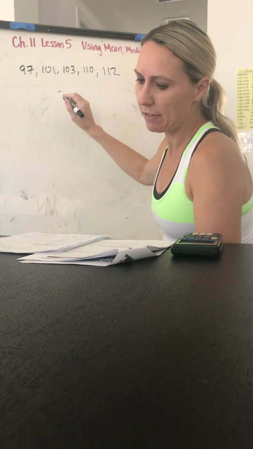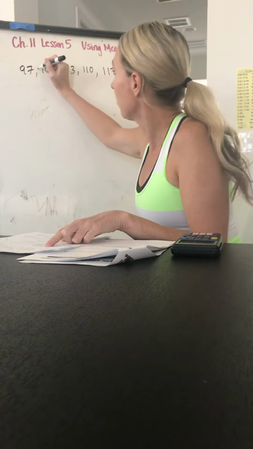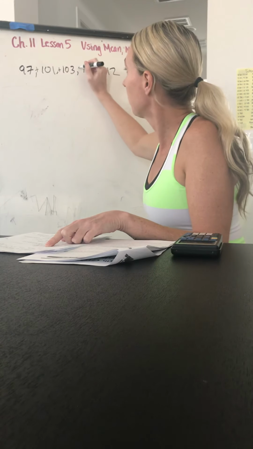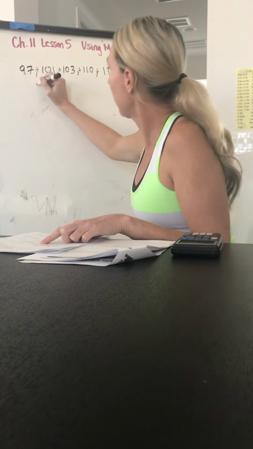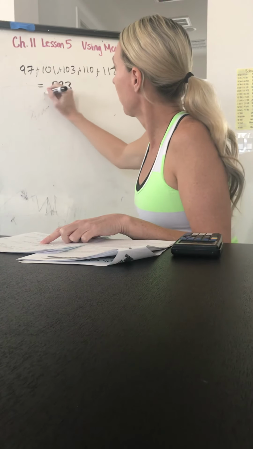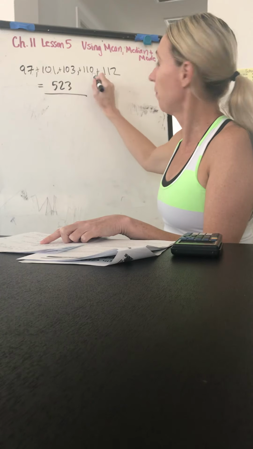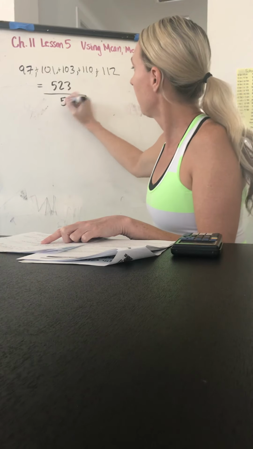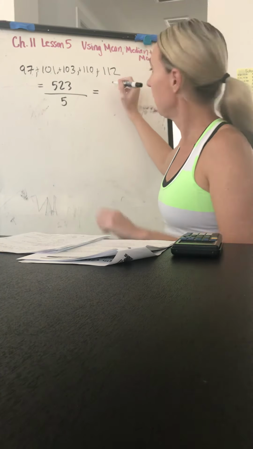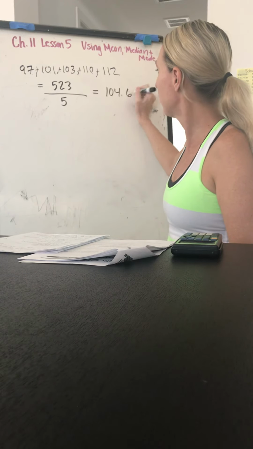So to find the mean, we're going to add all these up. So I'm going to do 97 plus 101 plus 103 plus 110 plus 112. And I get 523. And we're going to divide that by how many numbers there are. 1, 2, 3, 4, 5. And 523 divided by 5 is 104.6. Okay, and so that's the best for example 1.